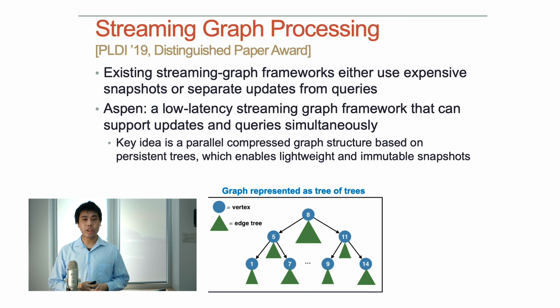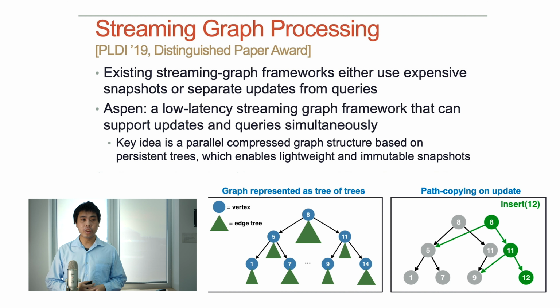In Aspen, our graph is represented as a tree of trees, where we have a tree over the vertex identifiers, and each vertex has a tree representing its associated edges. If we use persistent trees to represent our tree of trees, then this enables us to do updates efficiently via path copying. In particular, when we update the graph, we only have to update the path in the tree that actually changed, and then the rest of the graph can be used by storing pointers into it. Also, each update will create a new root that is one of the snapshots that queries can use. Queries can always acquire the latest version of the graph by acquiring the root corresponding to the most recent update that happened in the graph.